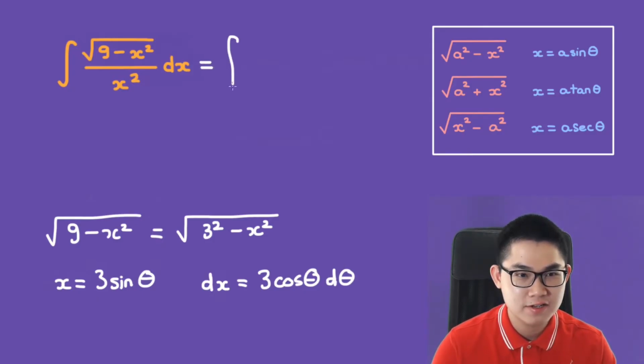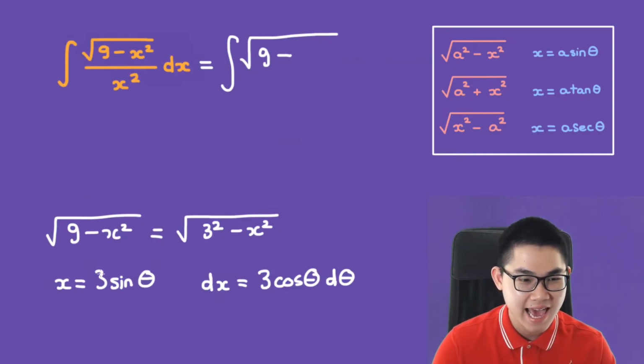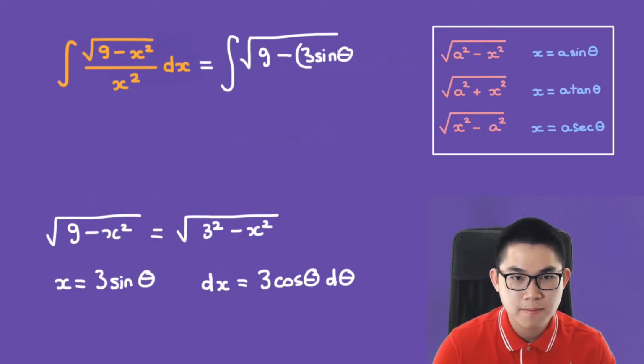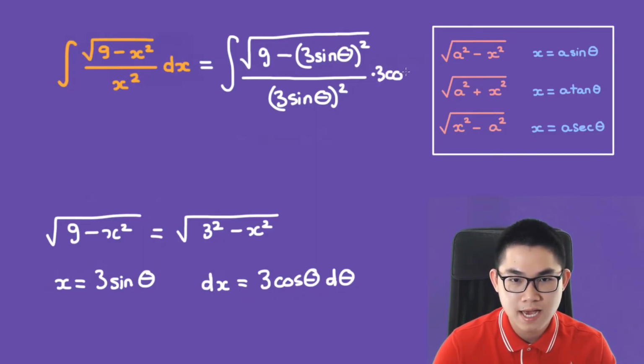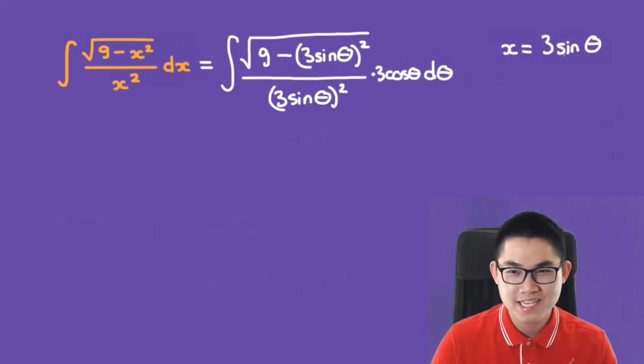So we have the integral of the square root of 9 minus x squared, and x is 3 sine, so 3 sine to the power of 2, over x squared, which is the same thing, 3 sine to the power of 2. And don't forget the dx. This is very important. So dx is equal to 3 cosine d theta. I'm going to put x equals 3 sine up here because this is something that we will reuse later on.